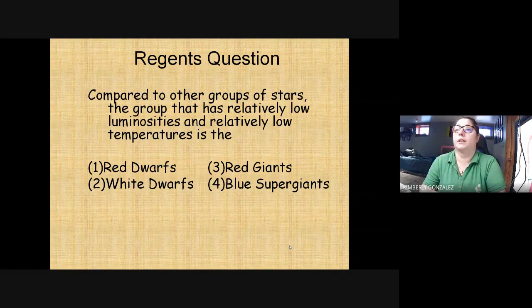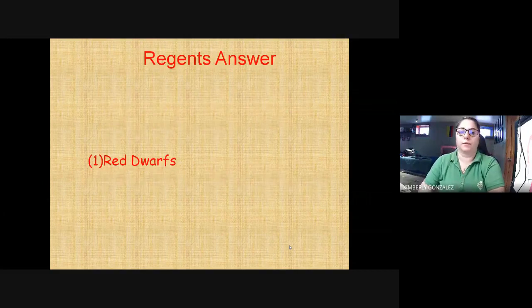Okay, compared to other groups of stars, the group that has relatively low luminosities and relatively low temperatures is... Again, you should be looking at the chart. If it's a relatively low luminosity, we're down at the bottom. And if it's a relatively low temperature, be careful of this, it's all the way to the right. So the right side is red, and it's also the smallest one. So the answer should be red dwarfs.